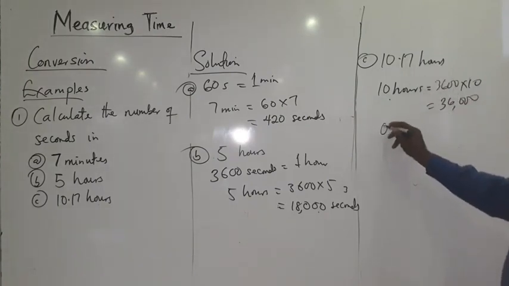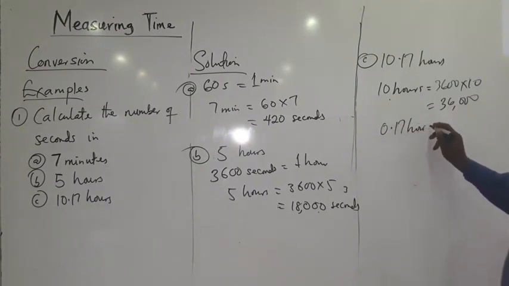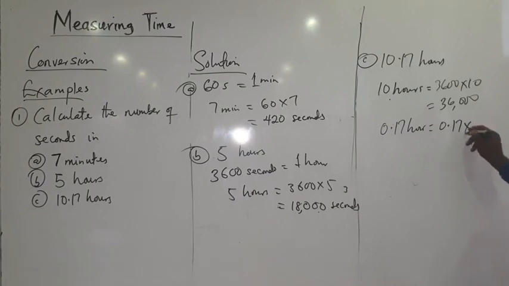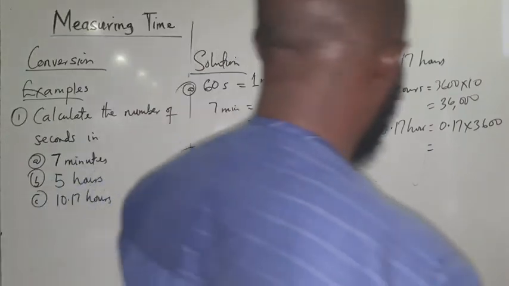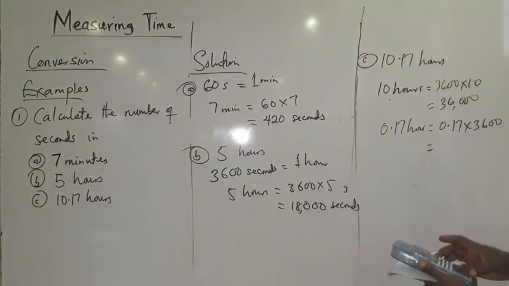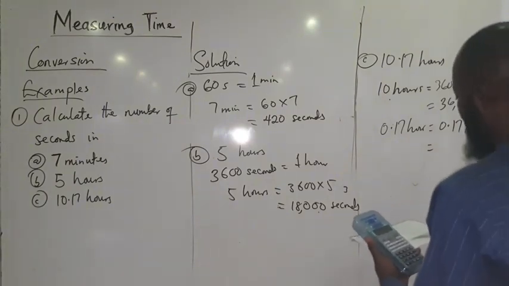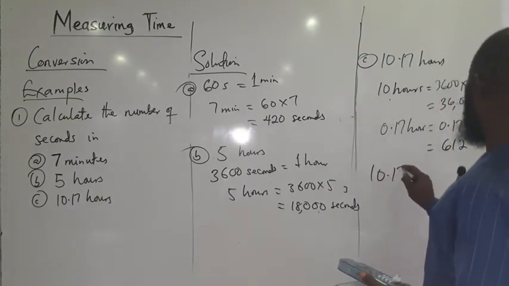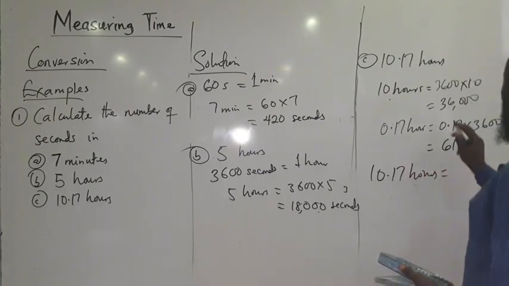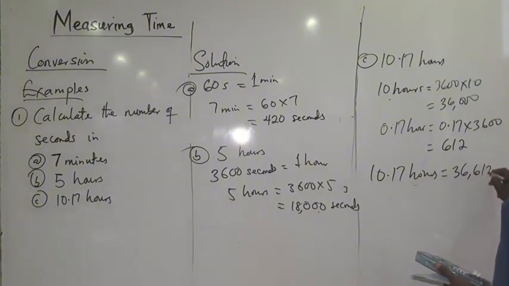Then 0.17 hours. The same thing, 0.17 times 3,600. Whatever we get will be added to this. So that is 0.17 times 3,600, and that gives us 612. So which means 10.17 hours equals 36,612 seconds.